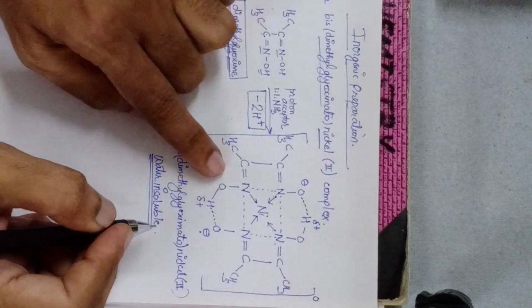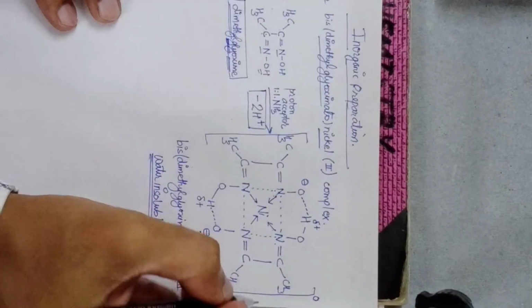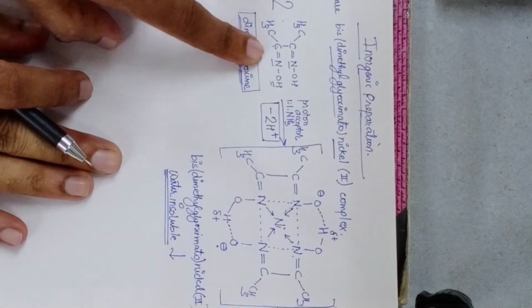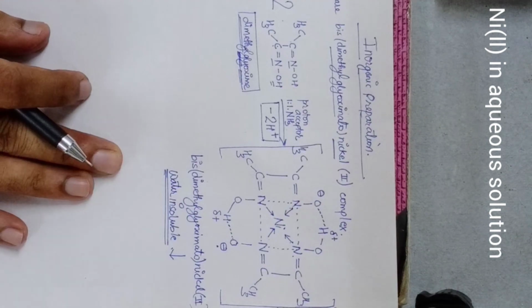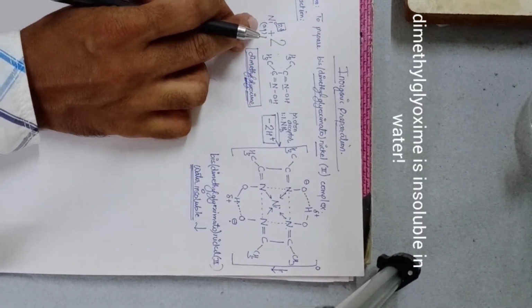So as soon as this compound is formed, you will get a precipitate of this complex. This complex is water insoluble and it will result in precipitate. One more point to keep in mind is that your nickel is in aqueous solution, but dimethyl glyoxime is insoluble in water.